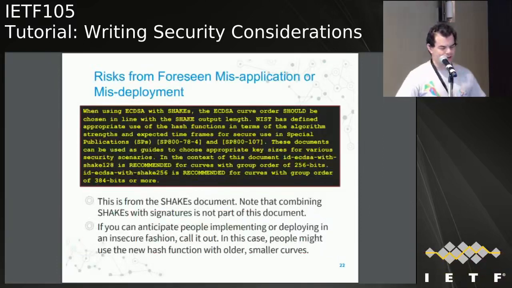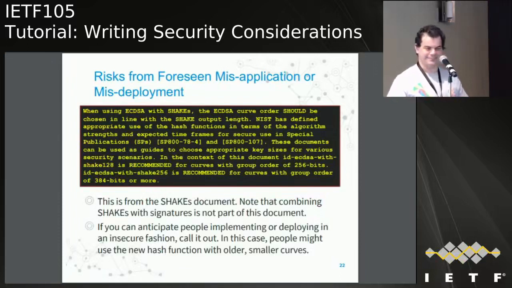Okay, risks from foreseen misapplication or misdeployment. I mean, read your draft, and if you think, okay, people are going to implement this or deploy this in an insecure manner, tell them. Don't wait until they do some bad stuff. A good example from this document, the Shakes document. This is a document that describes how to use the SHA-3 hash functions, often called Shakes, with PKI.